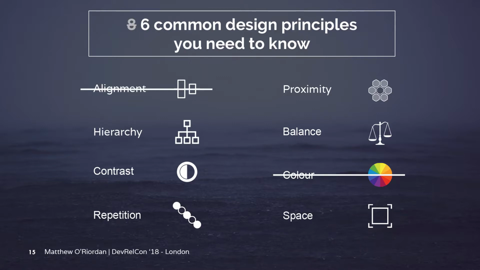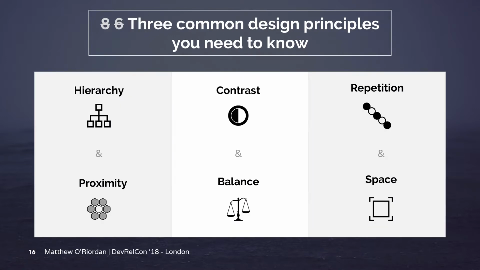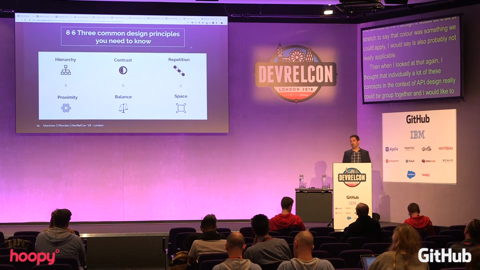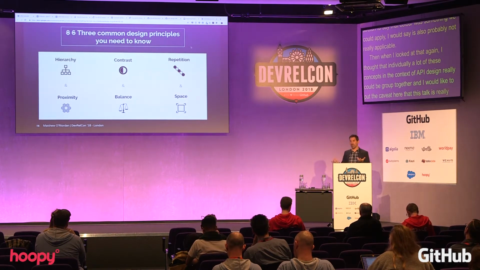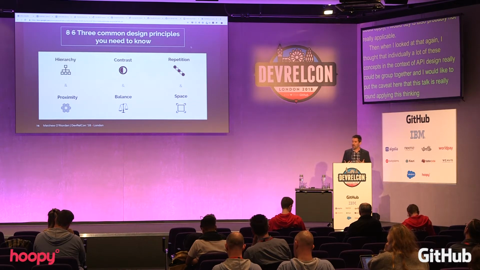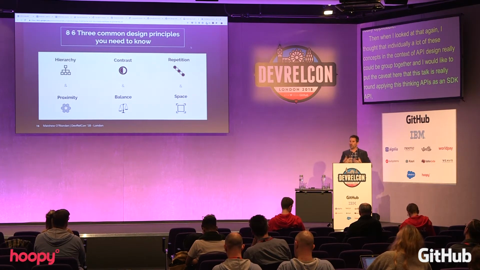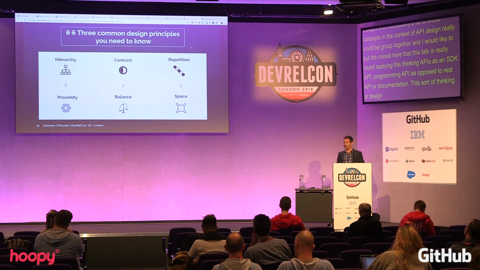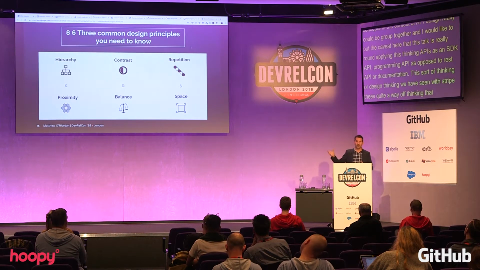I think in the context of API design, it would be a bit of a stretch to say that color was something we could apply, and I would say alignment is also probably not really applicable. And when I looked at that again, I thought that individually, a lot of these concepts in the context of API design really can be grouped together. I'd like to put the caveat here that this talk is really around applying this thinking to APIs, as in SDK APIs, programming APIs, as opposed to REST APIs or documentation. But of course, this design thinking, as we've seen with Stripe, is a way of thinking that can apply to anything. But for the purpose of this talk, I've focused on code.